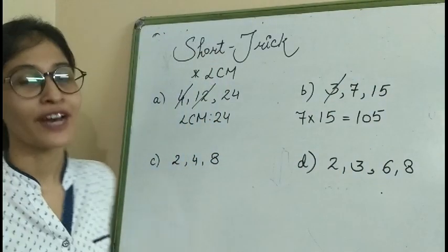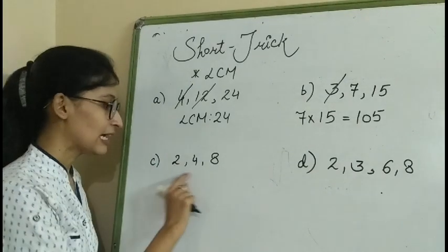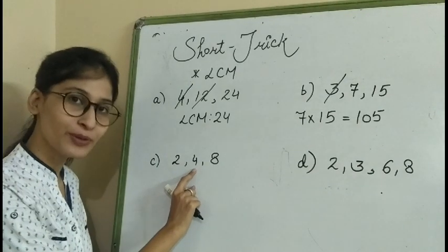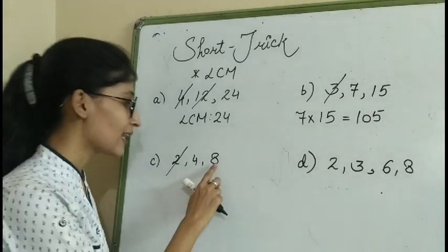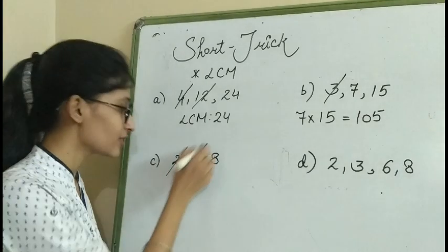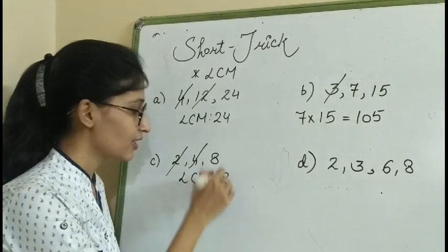Next, I am asked to find the LCM of 2, 4 and 8. Now start looking. 4 is a multiple of 2. So I am going to cancel 2. Next, 8 is a multiple of 4. Cancel out 4. So LCM here is 8.